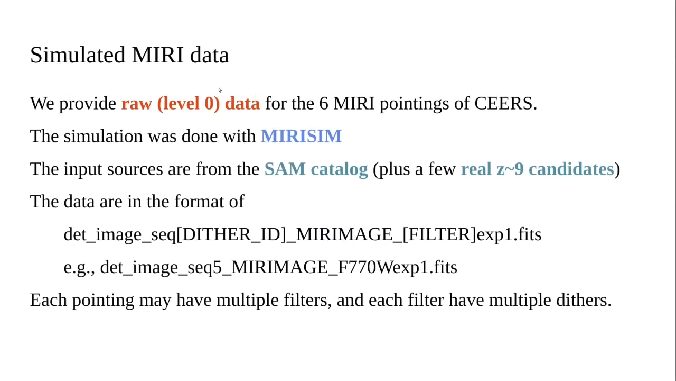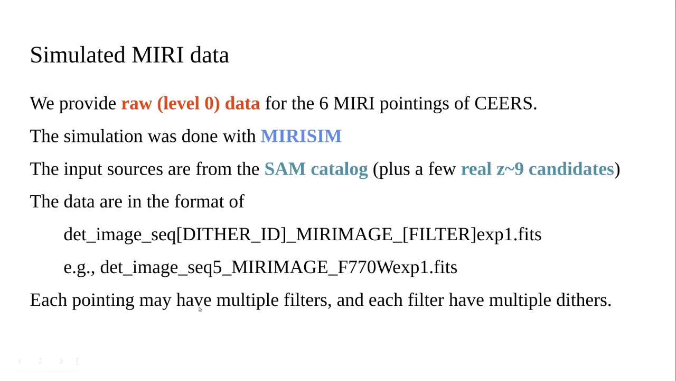So for the simulated MIRI data, we provide the level 0 raw data for all of the 6 MIRI pointings, just introduced by Steve. The simulation was done by MIRISim, the software dedicated for MIRI simulations. The input sources are also from the SAM catalog, and we also include a few real-life redshift 9 candidates, because we want to test the MIRI ability in detecting and studying those really interesting sources.